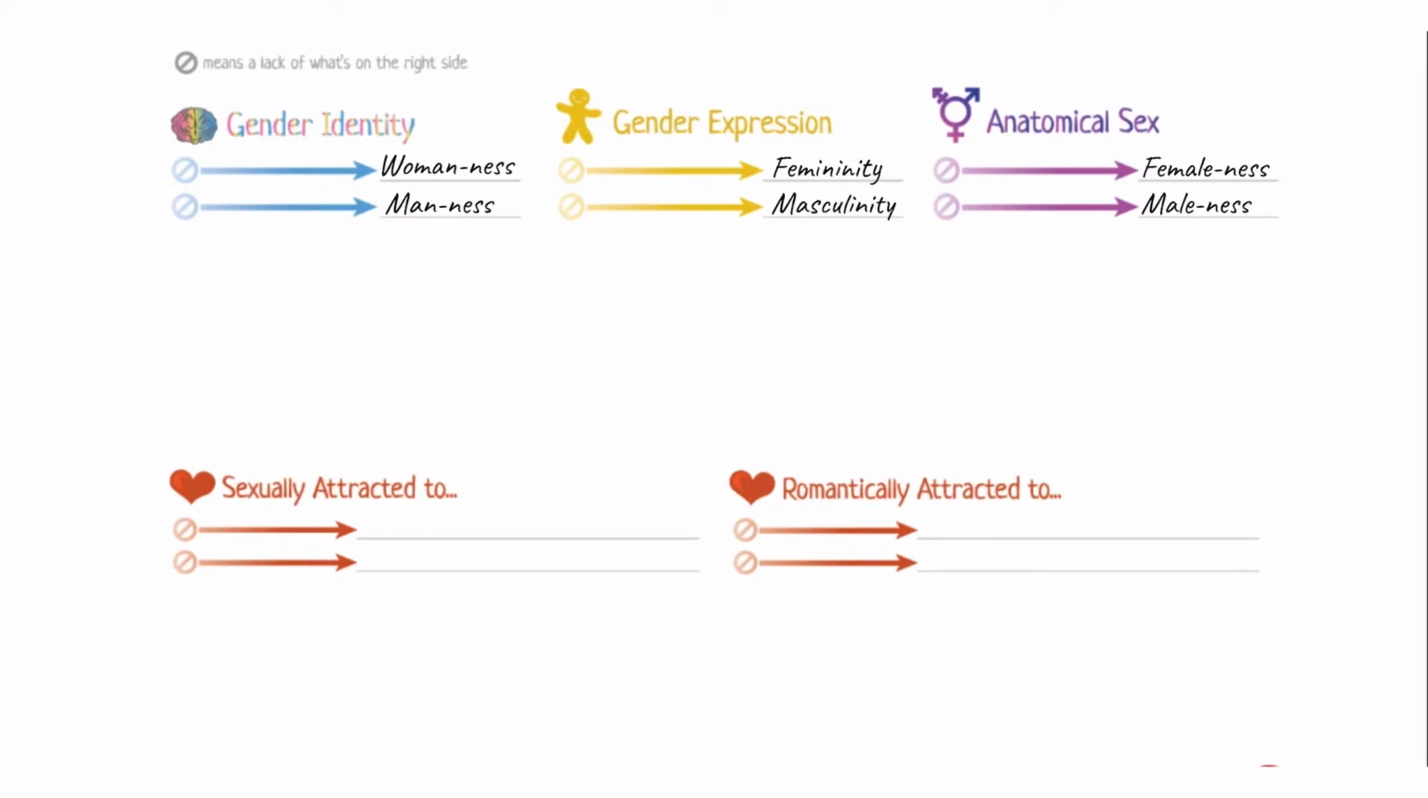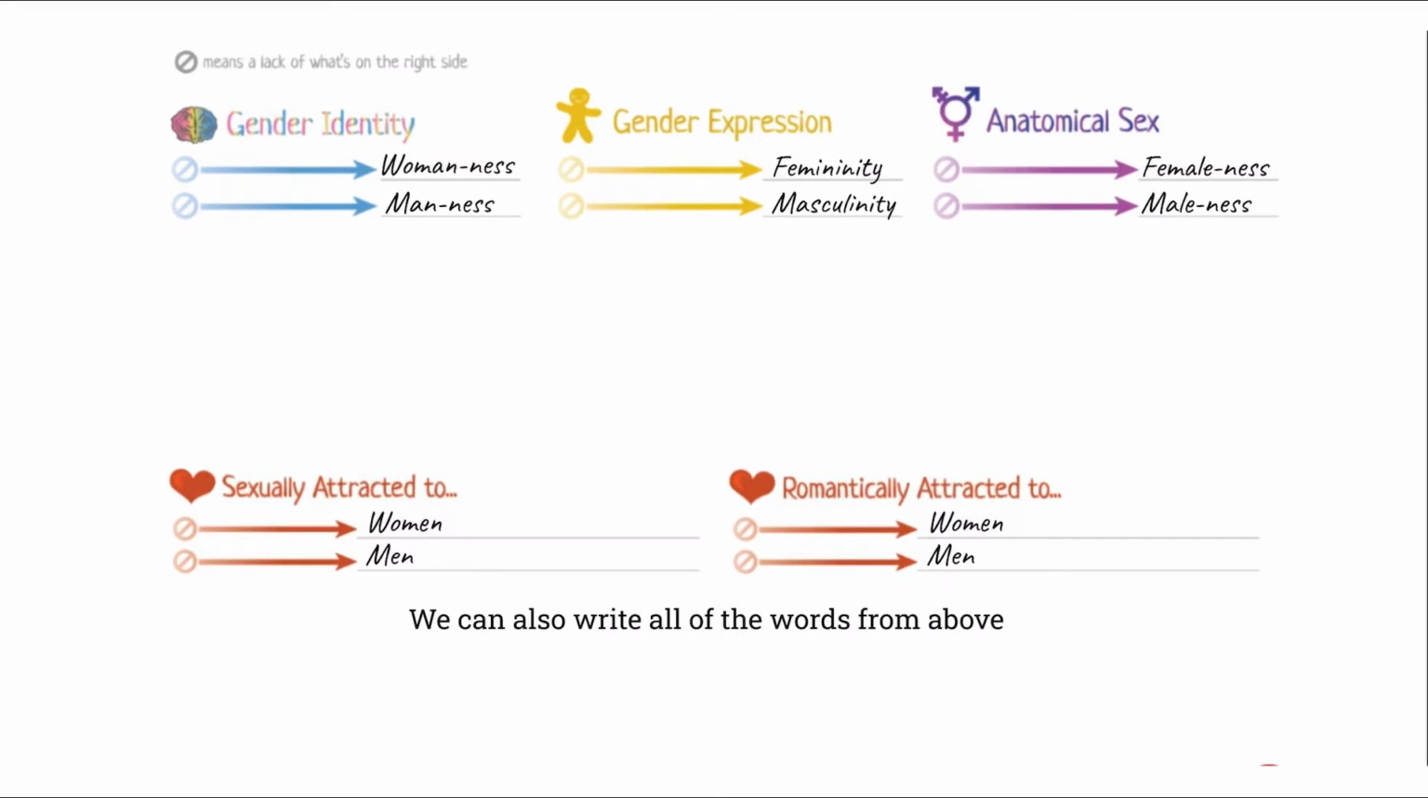And within those experiences of attraction, we often focus on the gender of others that we are attracted to. In the top blank, you can write women, and in the bottom, we can write men. But we can also write all the words from above. That is, in the top line, we might write womanness, femininity, and or femaleness. And in the bottom line, manness, masculinity, and or maleness. Because our sexual or romantic attraction might be to a particular part of gender. For example, someone might be attracted to people who identify with a lot of womanness, but express a lot of masculinity.